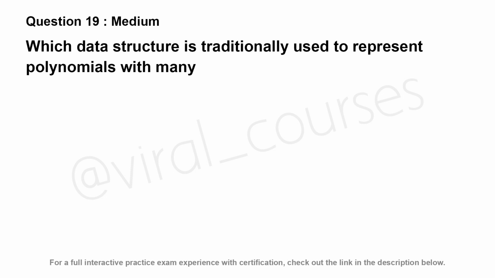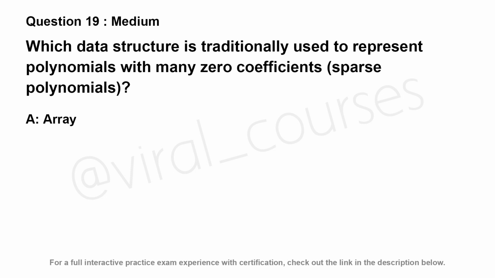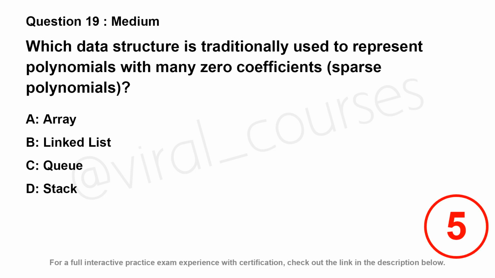Which data structure is traditionally used to represent polynomials with many zero coefficients, sparse polynomials? Option A, array. Option B, linked list. Option C, queue. Option D, stack.